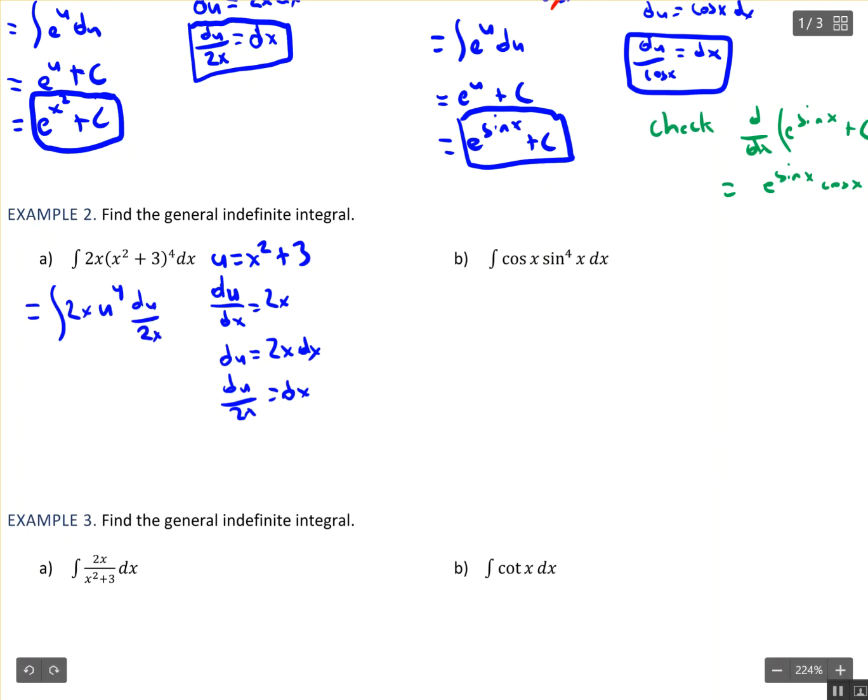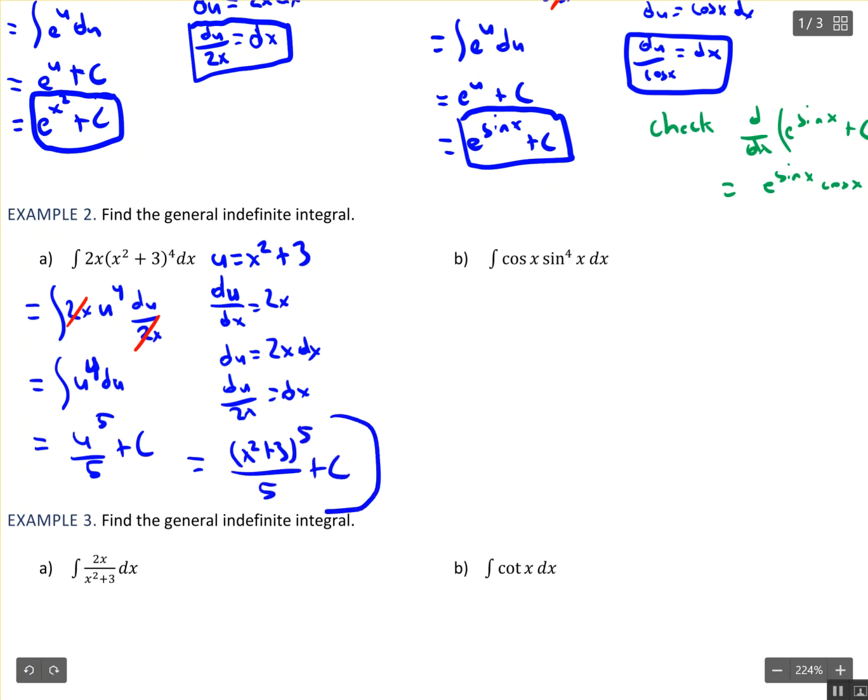Well, what do you know? Cancel, cancel. I get the integral of u to the 4th du, which the antiderivative of that is u to the 5th over 5 plus c. And then I substitute back in, so I get x squared plus 3 to the 5th over 5 plus c.